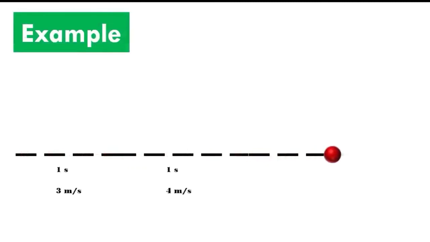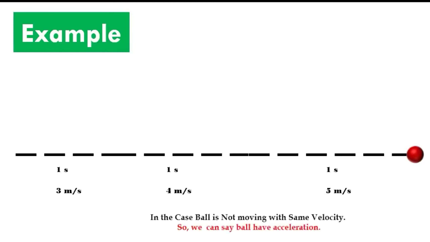So let's get started. You have one ball moving on a road, and 3 meter per second is its speed for the first second, and the next 1 second it moves with 4 meter per second speed, and the next second it moves with 5 meter per second speed. In this case you can see the 3 meter, 4 meter and 5 meter, the speed does not remain the same. So in this case the ball has some acceleration. So we can say that is the acceleration of the ball because it is moving with different speed.